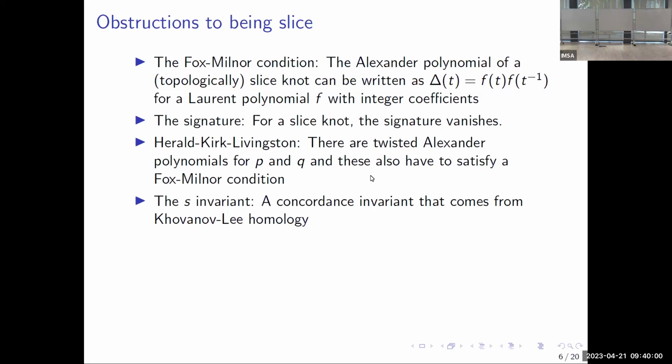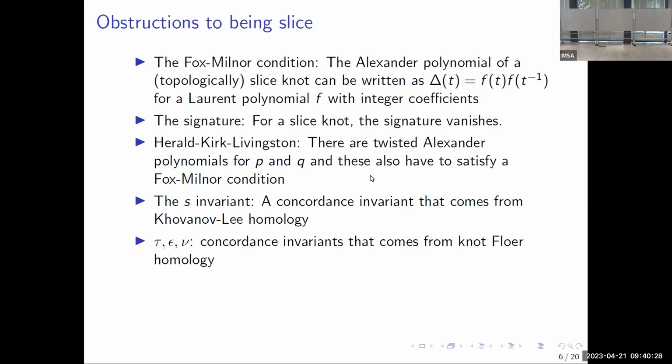So this is a bit of a stronger version than the original Fox-Milnor. There's the s invariant. This is a concordance invariant that comes from Khovanov-Lee homology. You can define it completely combinatorially, and it also provides a lower bound for the genus. So if a knot is slice, that means it has genus 0, so the s invariant has to vanish.